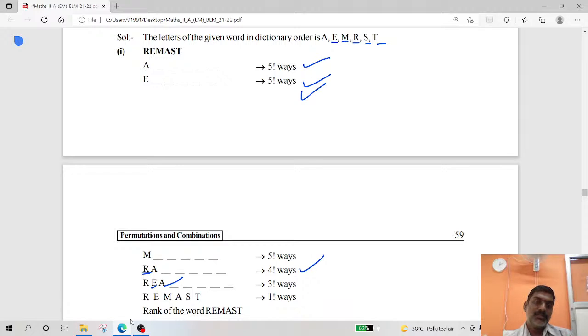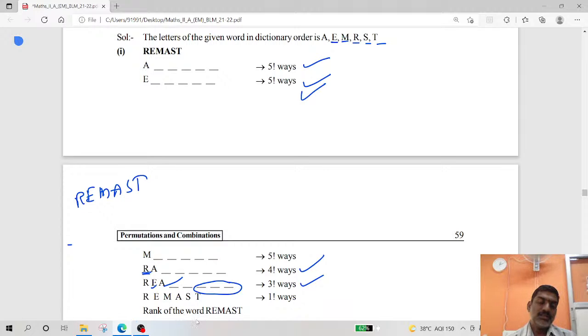And then A after, what do we get? A is required. What is the word? Remaster. In remaster, E we filled and we went back, and there A is there, not M. So A is not required to us. 2 places already filled. Then more 3 places can be filled in 3 factorial ways.